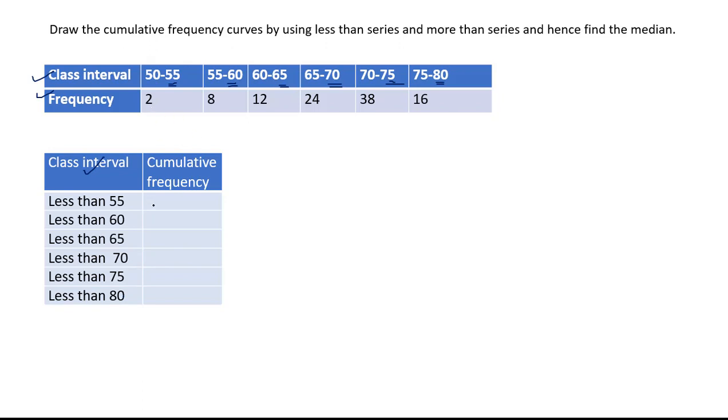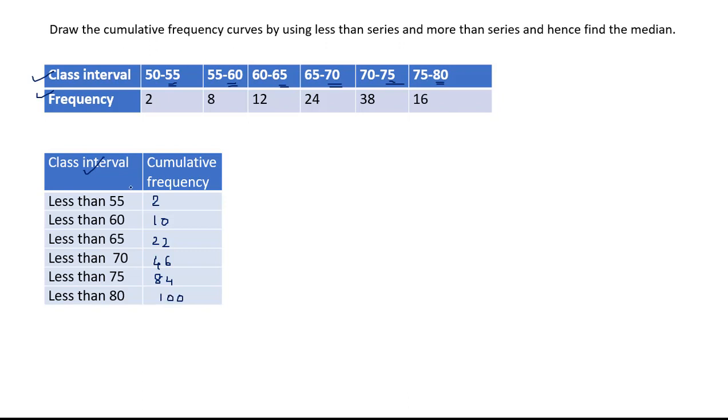For this we will write the first frequency as it is. For the class interval less than 60, the cumulative frequency will be 8 plus 2, which is going to be 10. Here the cumulative frequency will be 10 plus 12, which is going to be 22. For less than 70 class interval, the cumulative frequency will be 22 plus 24, which is 46. Then here it's going to be 46 plus 38, which is going to be 84. And here for less than 80 class interval, the cumulative frequency will be 84 plus 16, which is 100.